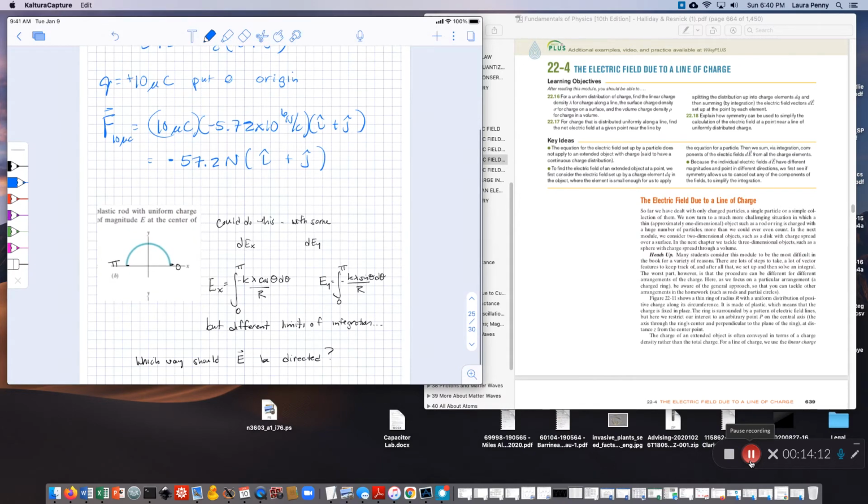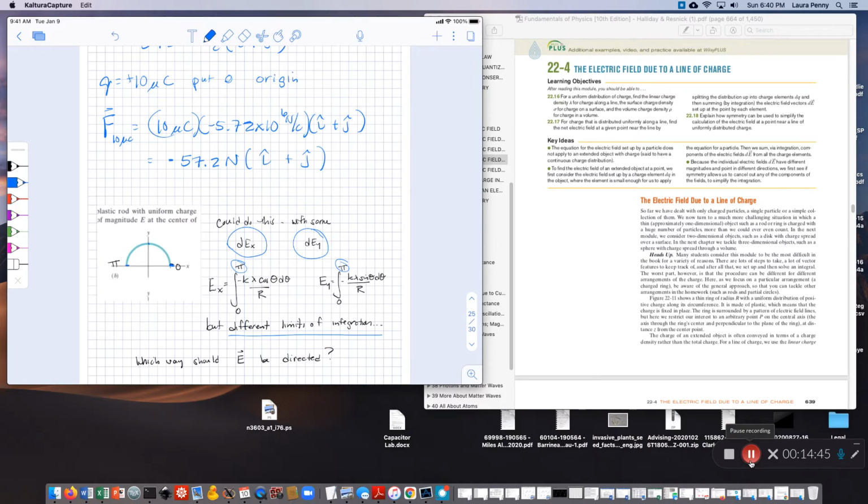I could do the same exact thing. This is another part of that first problem. Instead of having just a quarter of an arc, now I have a half an arc, or half a circle, a semicircle here. I could do the exact same thing with the same dx, dEx, and dEy, but instead of having my limits of integration being 0 to pi over 2, my limits of integration are going from 0 all the way to pi. And so the only difference here would be different limits of integration.